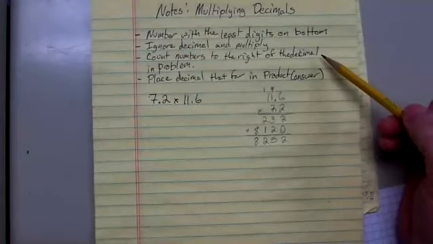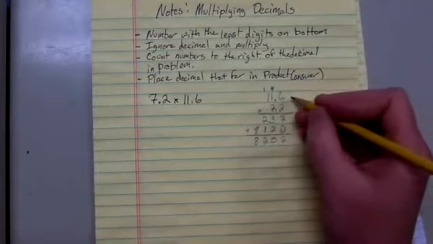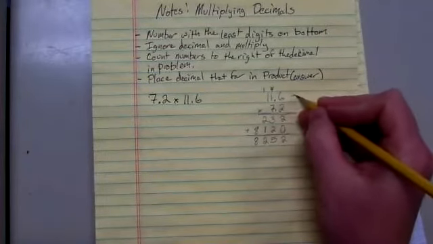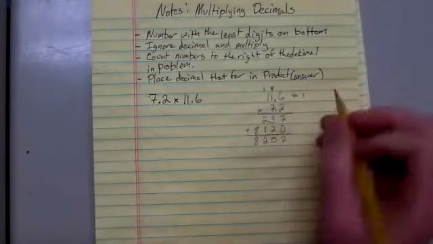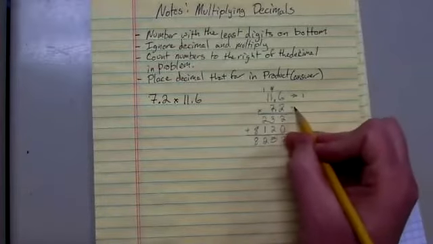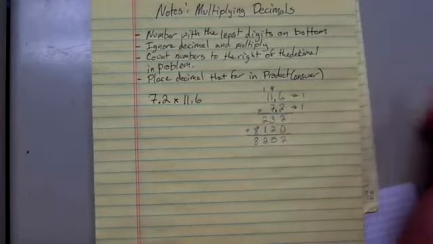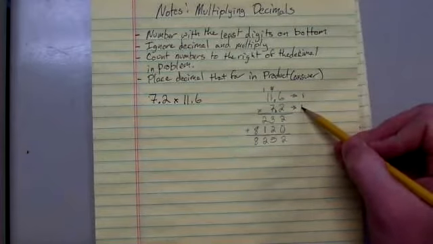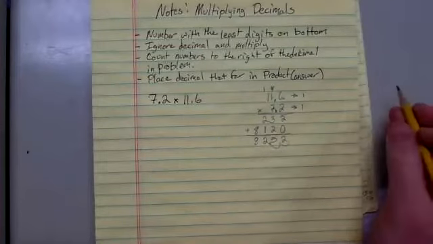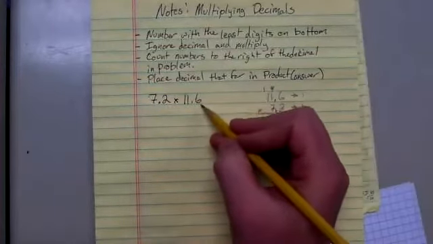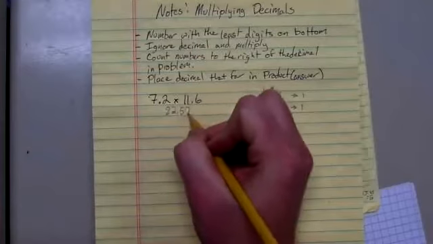Here's where these two come into play. It says count the numbers to the right of the decimal in the problem. So for this number, draw an arrow. How many numbers are to the right of this decimal? There are 1. So we're going to put a 1. Next one, draw an arrow. How many numbers are to the right of this decimal? There are 1. So we're going to put a 1. So we have a total of 2 here. So our decimal will go over 2 spots. So 7.2 times 11.6 is 82.52.